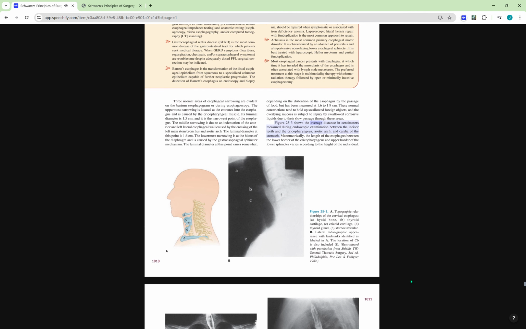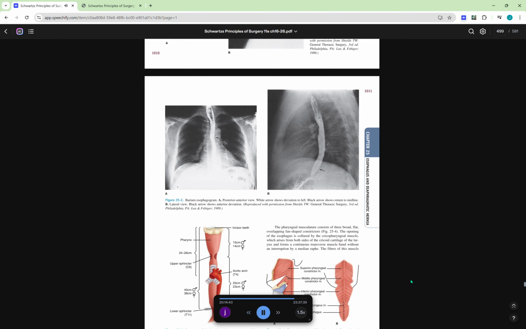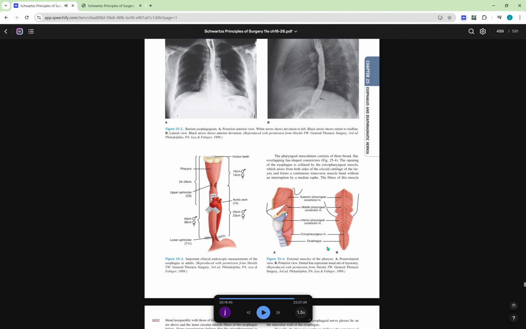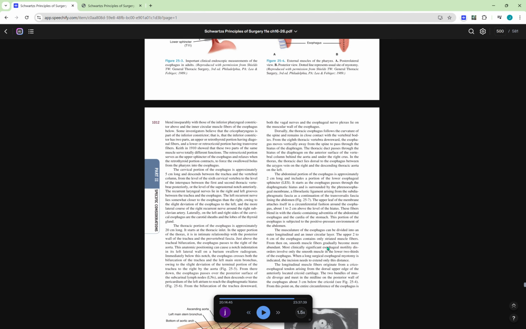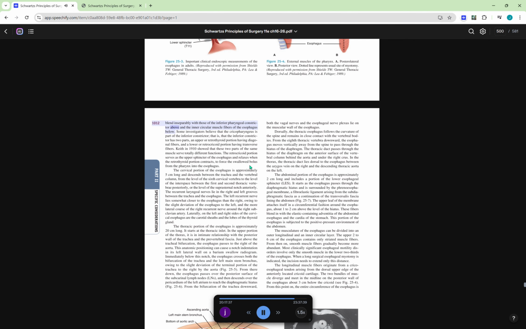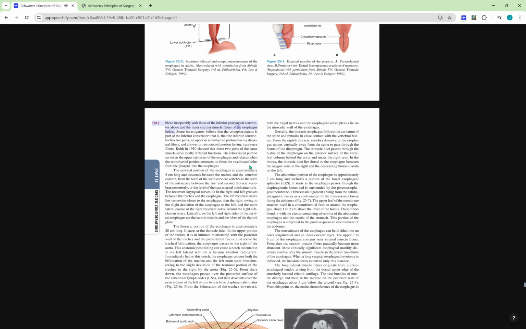Figure 25-3 shows the average distance in centimeters measured during endoscopic examination between the incisor teeth and the cricopharyngeus, aortic arch, and cardia of the stomach. Manometrically, the length of the esophagus between the lower esophageal sphincter and the upper sphincter is measured, the cricopharyngeus above and the inner circular muscle fibers of the esophagus below.